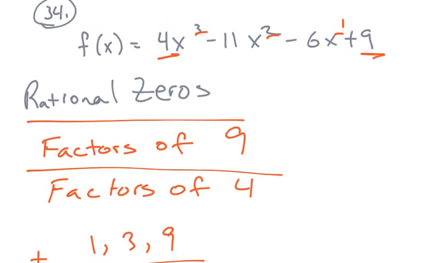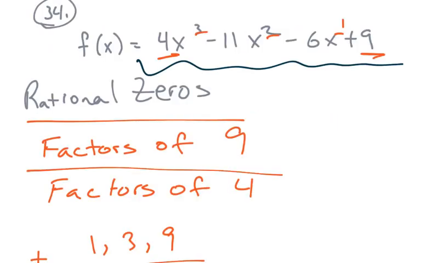And we're going to use this function right here, so we're going to write that down: 4, negative 11, negative 6, and 9. By the way, look out, this is in descending order: 3, 2, 1, 0. If, for example, there wasn't an x squared term at all, then I'd have to put 0 in. But there is, so I'm going to use negative 11. Just watch out for that.